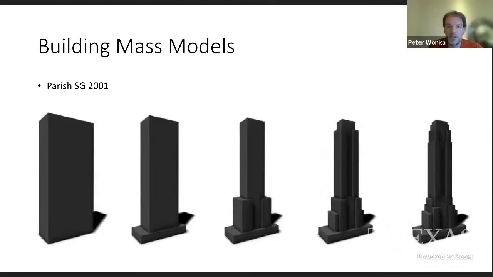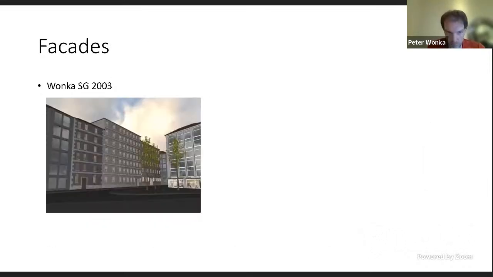Then for buildings, I would generally distinguish between the mass models. So modeling building mass models is modeling of the rough volumetric structure of a building. For example, the structure of this skyscraper here. You could also have facade modeling, which fills in the details on the surface of a building.